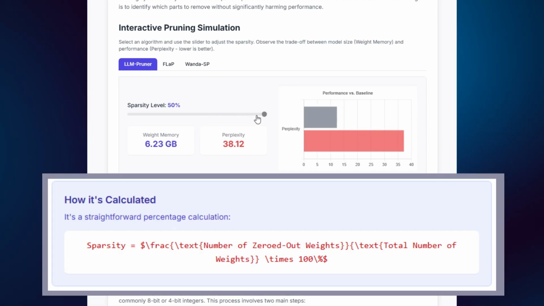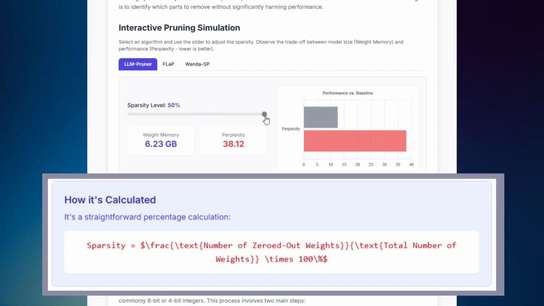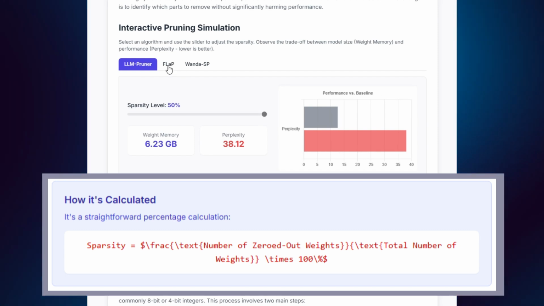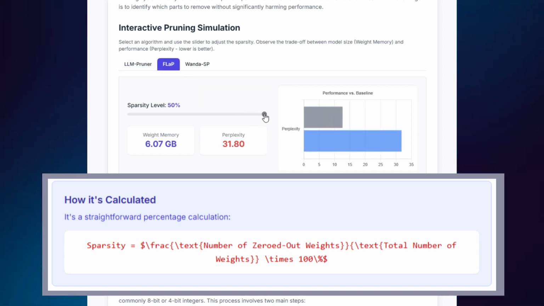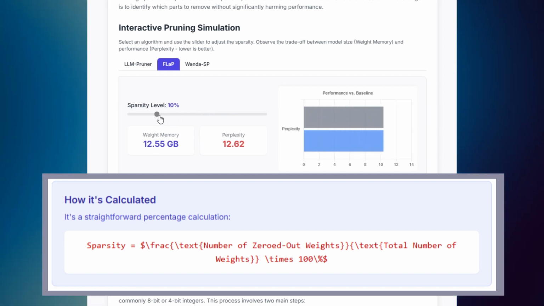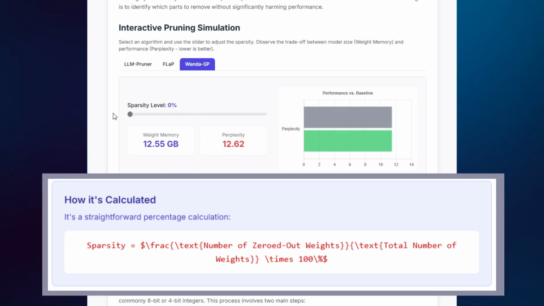Sparsity refers to the percentage of model parameters, or weights, that have been removed or reset to 0. A model with 50% sparsity means half of its original weights have been pruned away.